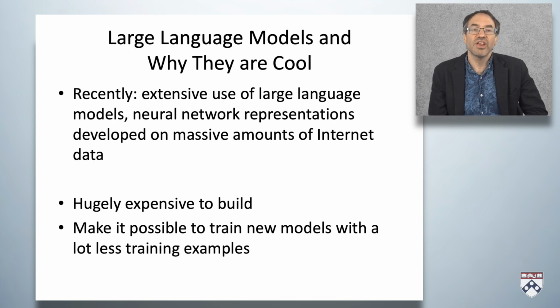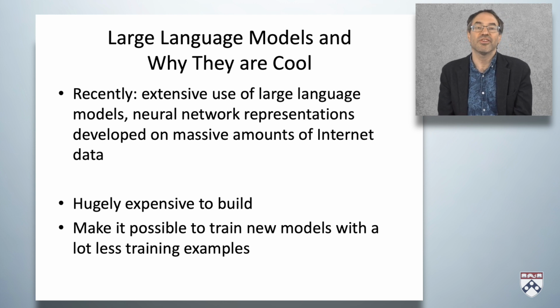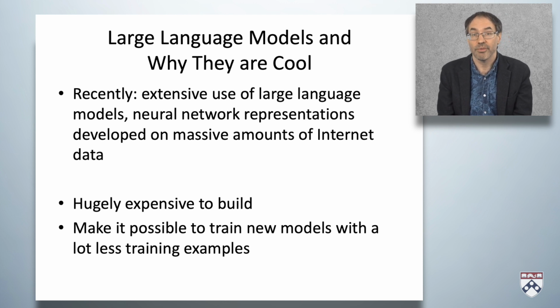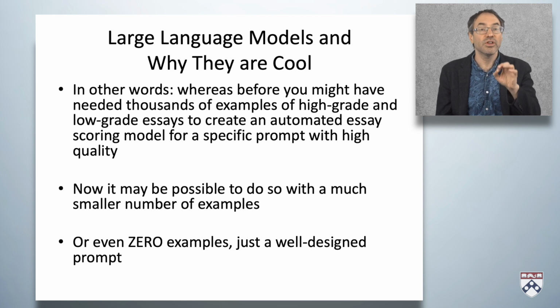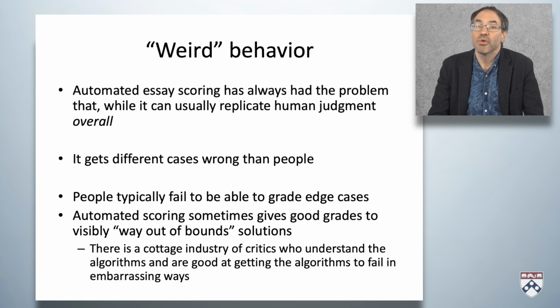And the current state of the art in this area is large language models. Recently, there's been extensive use of large language models, neural network representations developed on massive amounts of internet data. They're highly expensive to build, but they make it possible to train models with a lot fewer training examples than ever before. So before, where you might have needed literally thousands of examples of high-grade and low-grade essays to create an automated essay scoring model for a single specific prompt with high quality, now it may be possible to do so with a much smaller number of examples, or even zero examples, just a well-designed prompt for your large language model. But with both the older methods and the newer methods, there's weird behavior.